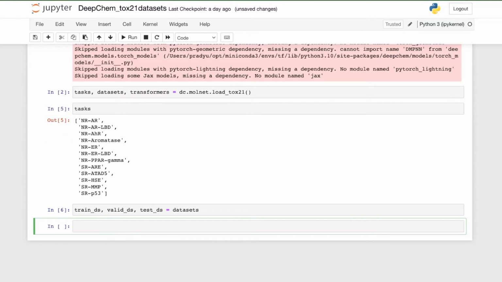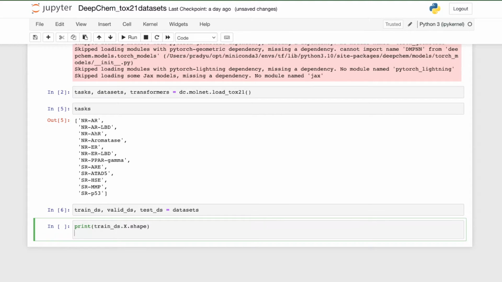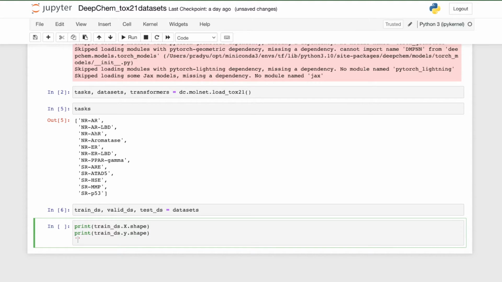data sets. So now let's look at the shape of each one of them. So print, I'm just going to start with train ds.shape. Each one of these data sets has been split into three variables: x, y, and w. So x is obviously our input. The y variables are the variables related to our 12 assays. And the last thing that we have here is the weight variable.